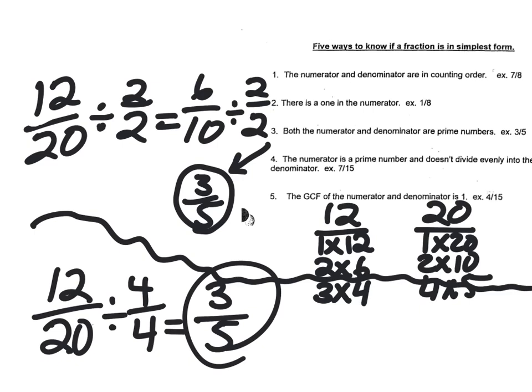And so when you see that the greatest common factor is 4, that 4 can go into both 12 and 20, you get the same answer of 3/5. You just get it a lot faster. What's interesting, though, is I'm going to circle this.